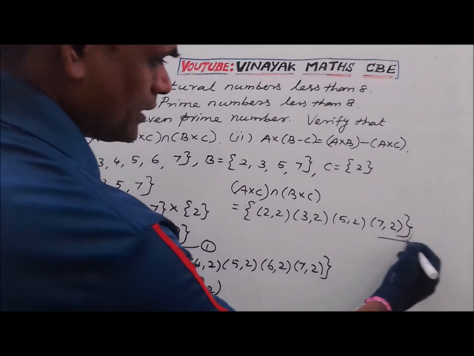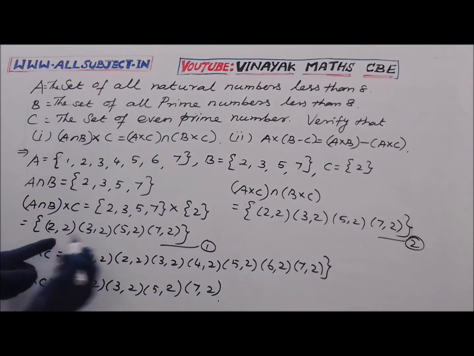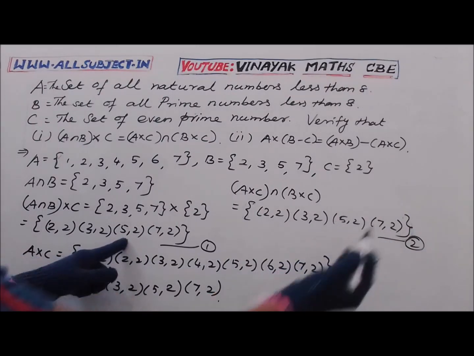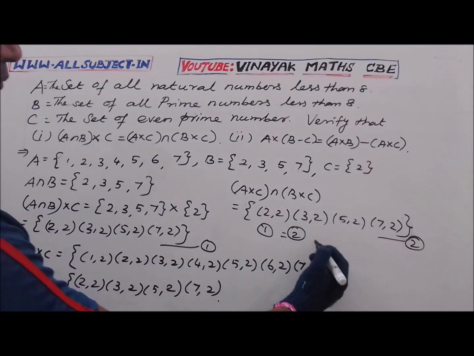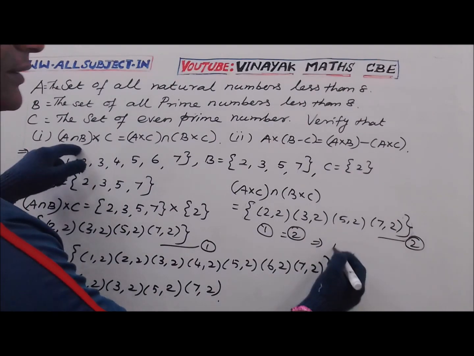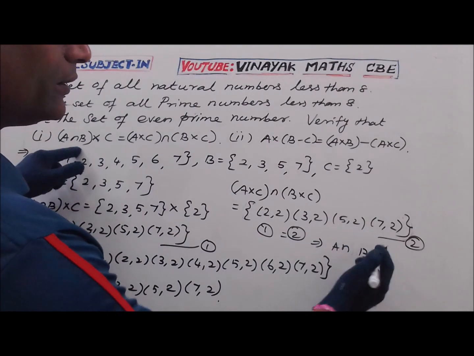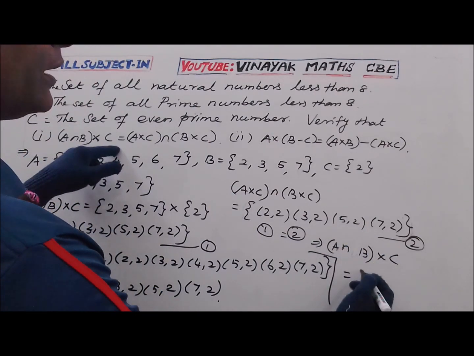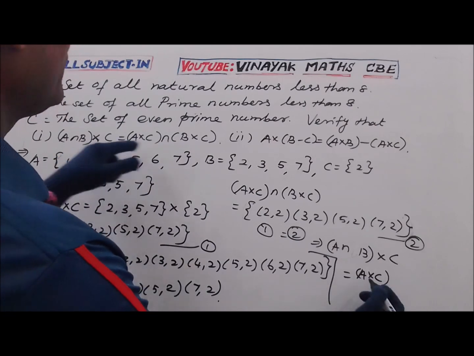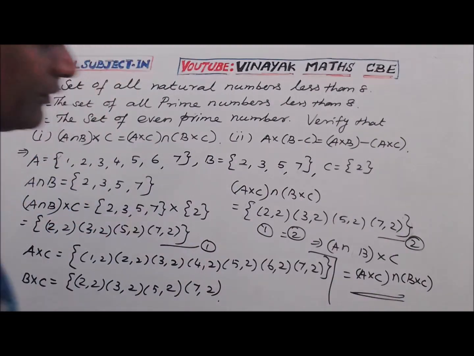Now let it be taken as 2, equation number 2. Comparing 1 and 2: 2, 2, 3, 2, 5, 2, 7, 2. Both are equal. So 1 equal to 2, which implies A intersection B cross C is equal to A cross C intersection B cross C. Hence verified.